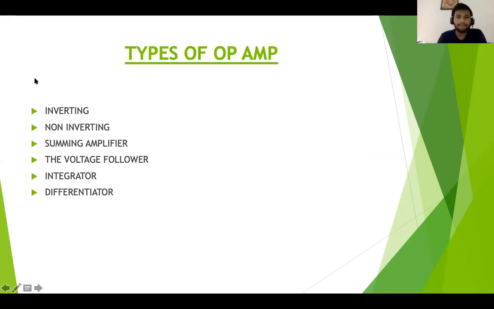So the next thing is types of op-amp. Basically, I have discussed here 6 types of op-amp: inverting, non-inverting, summing amplifier, the voltage follower, integrator, and differentiator. One by one, I will be telling all of these.